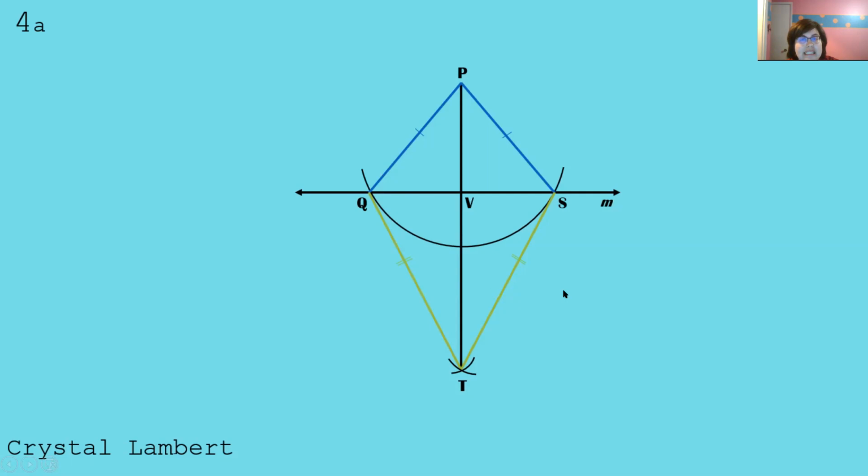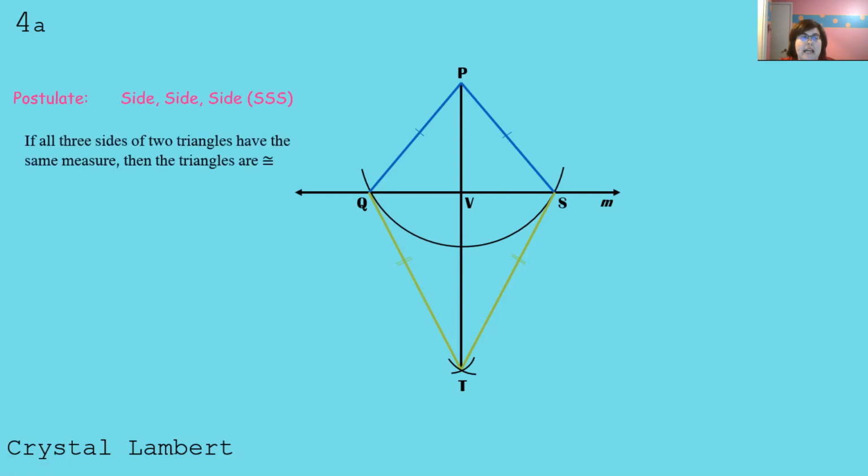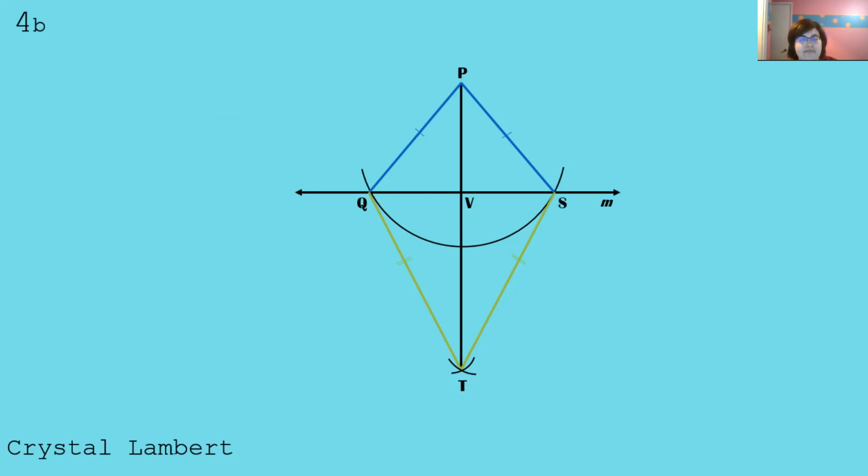So if all three sides of the triangle have the same measure, then that lets us know that the postulate for this triangle is side, side, side, or SSS. It says that if all three sides of two triangles have the same measure, then the triangles themselves are congruent. So because all three sides, line segments, have congruent measurements with the other triangle, they are themselves congruent.